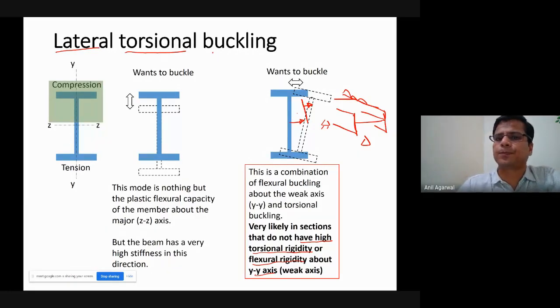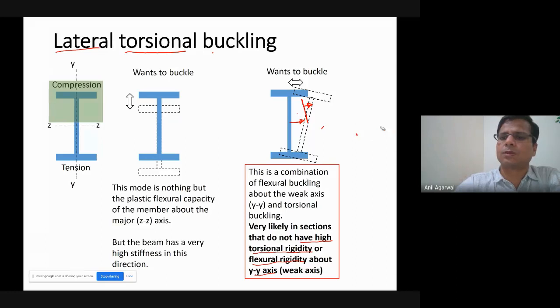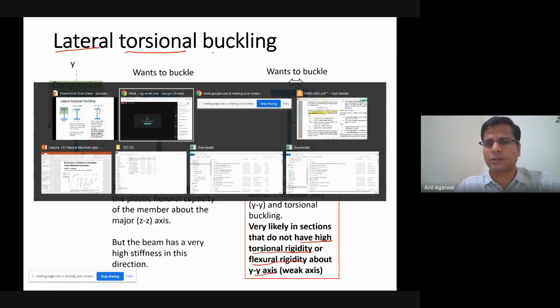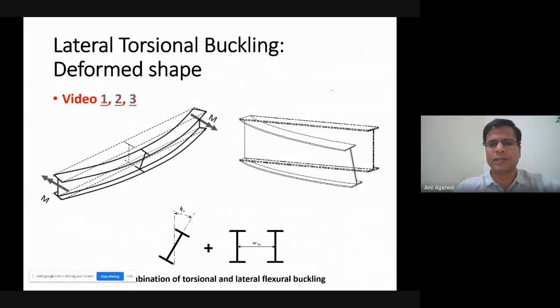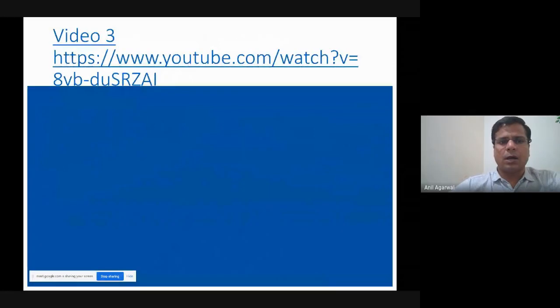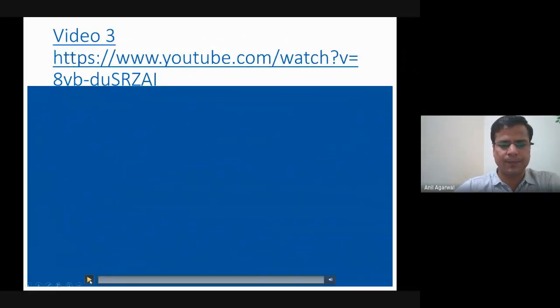But this beam has a low rigidity, low stiffness in the lateral direction, and it is susceptible to undergo lateral torsional buckling. Okay, so lateral torsional buckling looks like this. It's a combination of two deformations, that is lateral deformation and rotation. That's how it typically looks. What I'll do is I'll show you some videos, and from there you can try to understand.